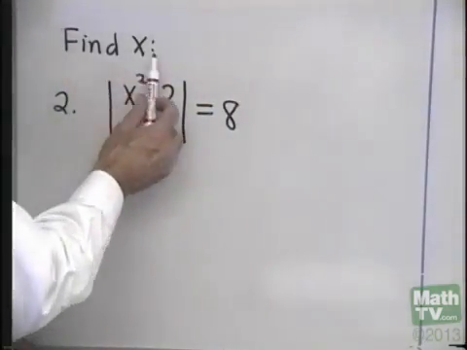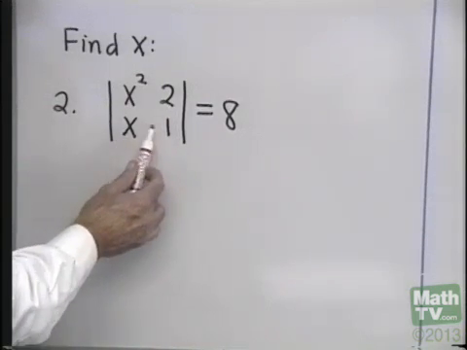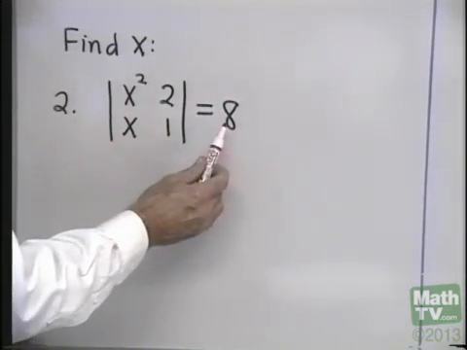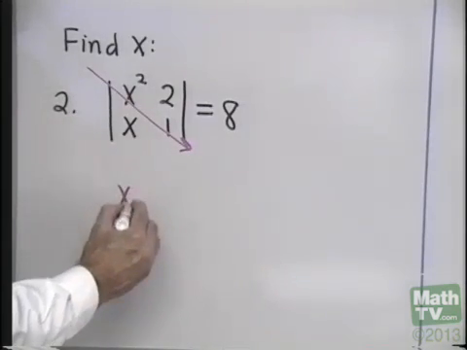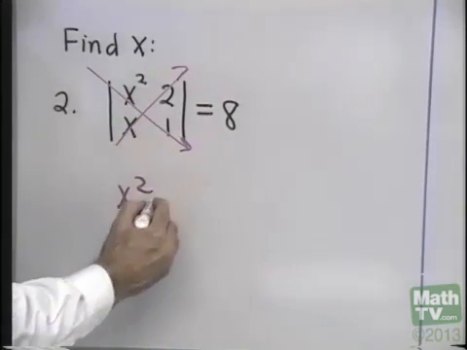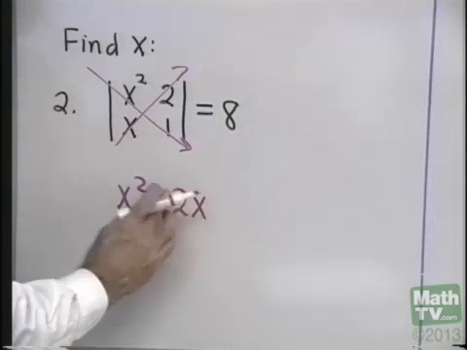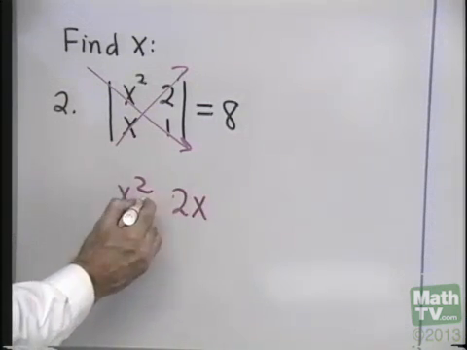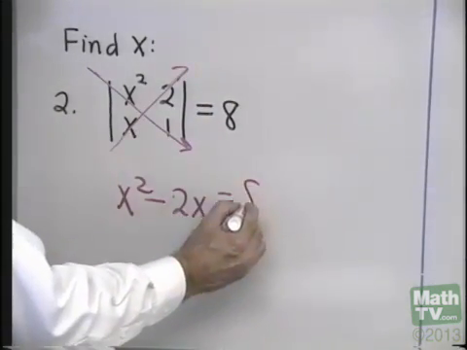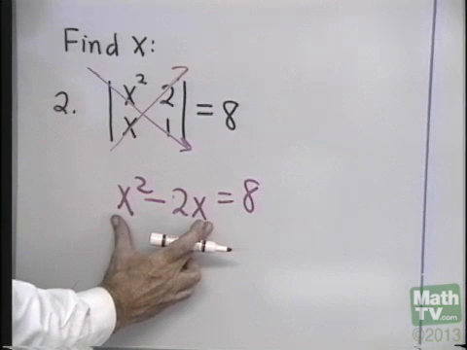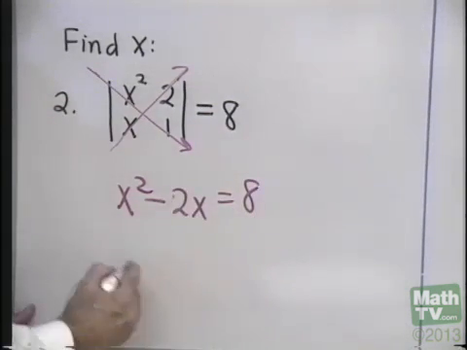Here's another problem. Find x if the determinant with x squared, 2x, 1 is equal to 8. Well, let's cross multiply. x squared times 1 is x squared. x times 2 is 2x. And I'm sorry, I have to subtract that. So it's this product right here minus this product here, and that's equal to 8. So here's the determinant when I evaluate it, and then here's 8 on the other side.